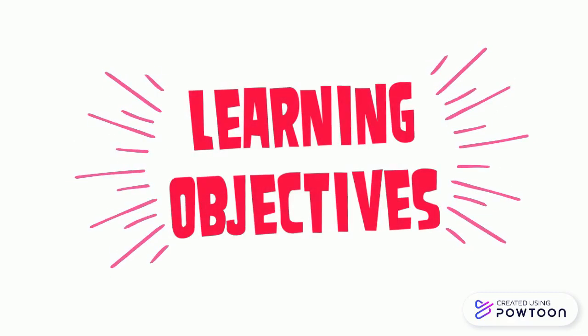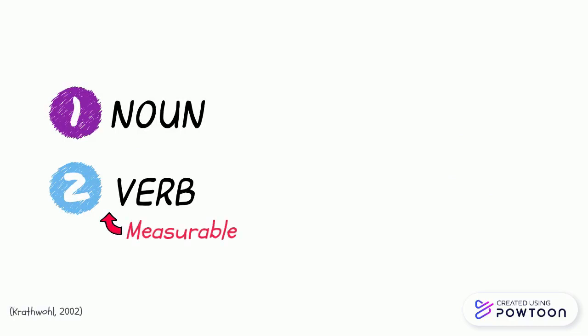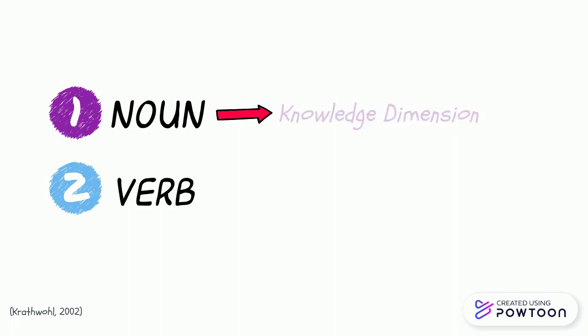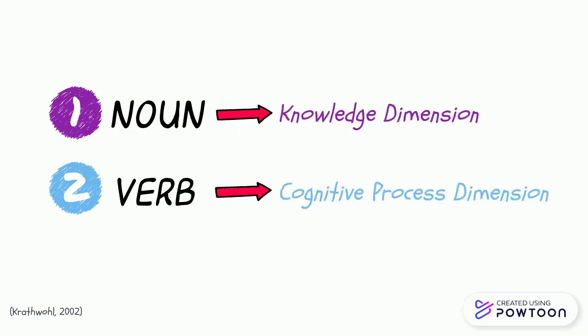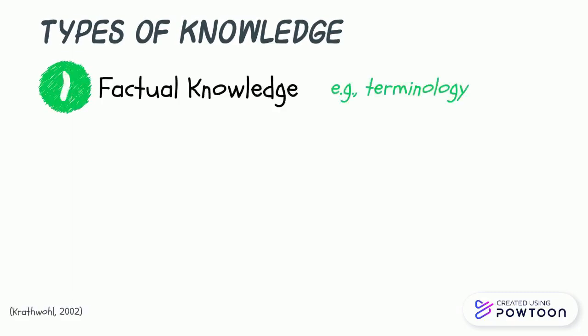When writing learning objectives, there are two parts of the learning objective that we need to be mindful of. There's the noun or content, and the verb or the action piece, and in particular here we're really looking at measurable verbs. These represent two different dimensions, the knowledge dimension, the noun, and the cognitive process dimension, which is the verb. There are four types of knowledge in the knowledge dimension: factual knowledge, like terminology and other basic elements that a learner needs to know to solve a problem in that discipline.